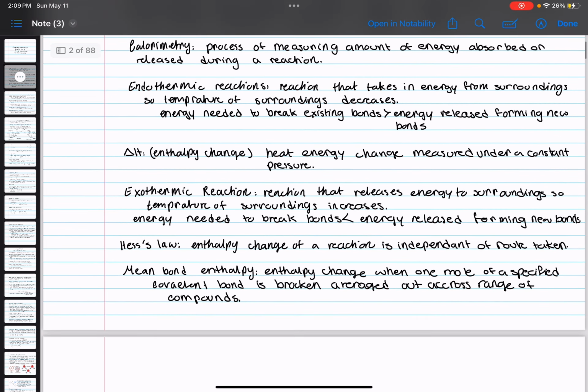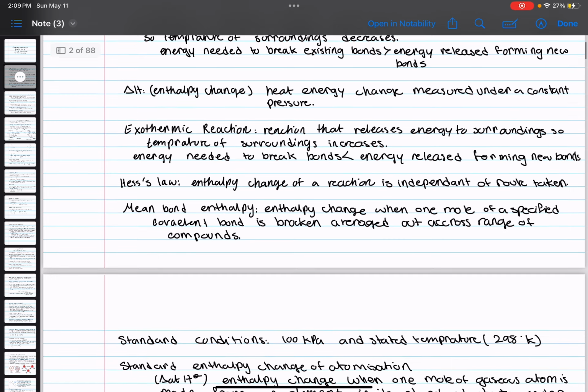We have endothermic and exothermic reactions. Endothermic is a reaction that takes in energy from the surroundings, so the temperature of the surroundings decreases, and the energy needed to break bonds is more than the energy released forming new bonds.